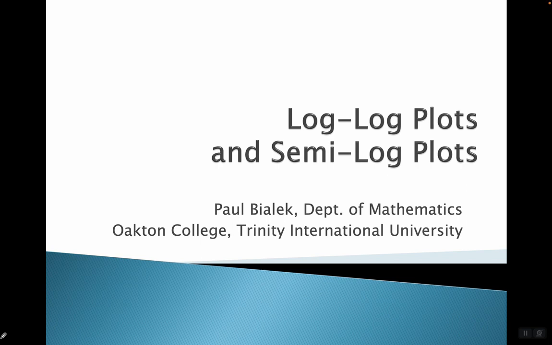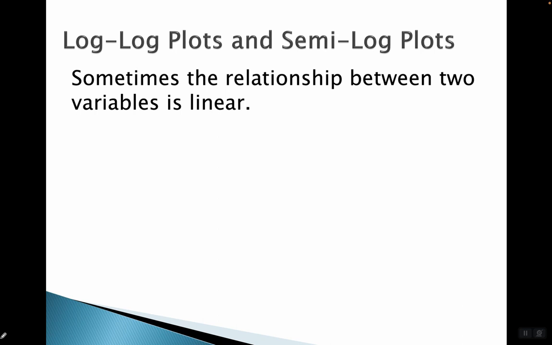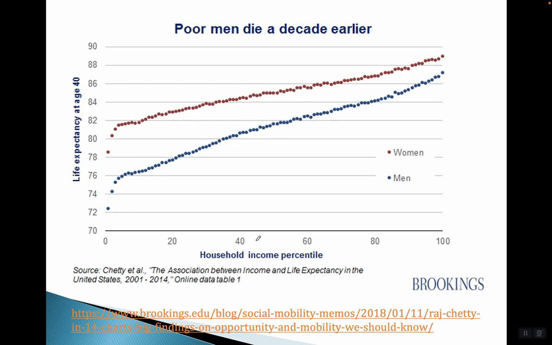Let's talk about log-log plots and semi-log plots. Sometimes the relationship between two variables is linear. For example, the relationship between household income and life expectancy is linear. Look at this. This is really close to a straight line for both the men here and for the women here.